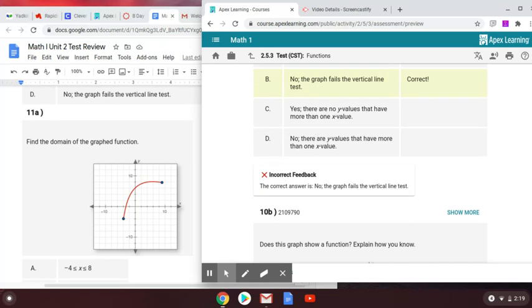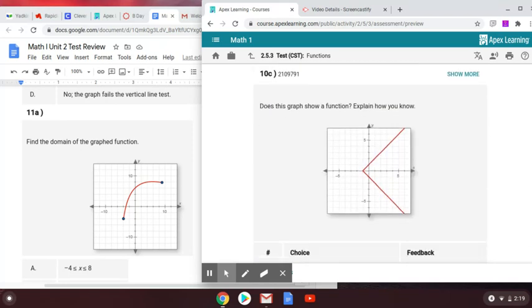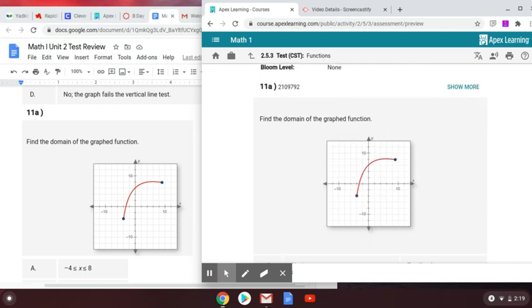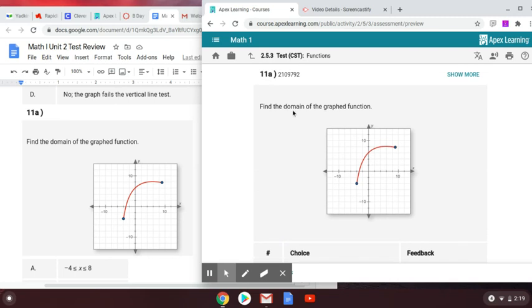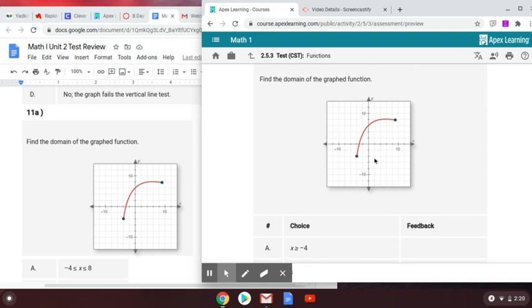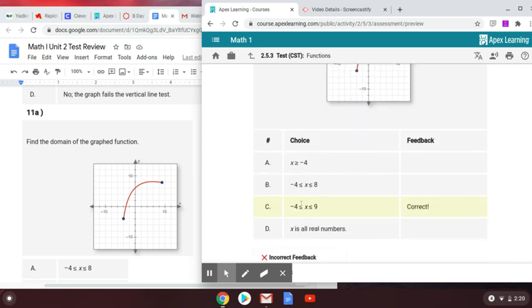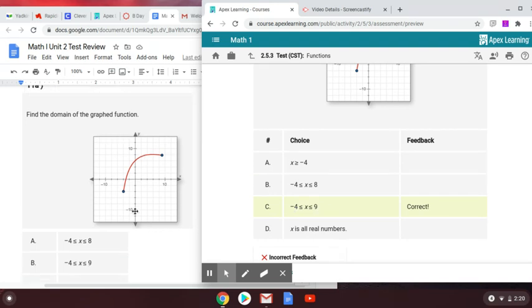11a, find the domain of the graphed function. Okay, so this is why we were working on interval notation. The domain, remember, means the x values that are included in this graph right here. So the x's must start at -2, and they go all the way over to 10. So, I'm sorry, these are by 2's, so it's actually -4, -6, -8, -10. So this is a -4, that's a +10. So all the x values are between, including -4 and +9. Okay.